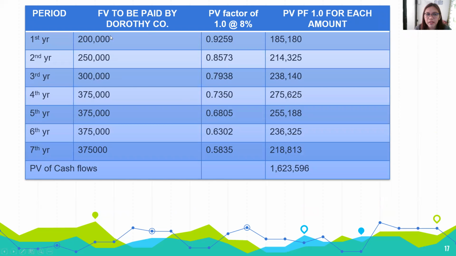Okay, using the table method, you just put the 200, all the future values to be paid by Dorothy Company. Get the present value factor of 1 at 8%. Multiply it with the cash flows, and then you get the total. That is now your present value of cash flows. Okay? Let's have an exercise if you understand our lesson. So that's the end of our lesson for time value of money. Thank you.